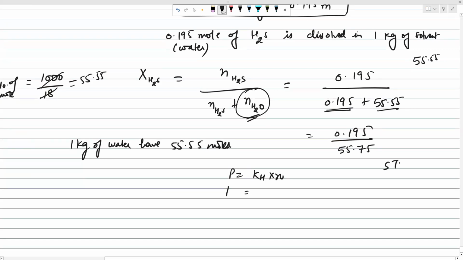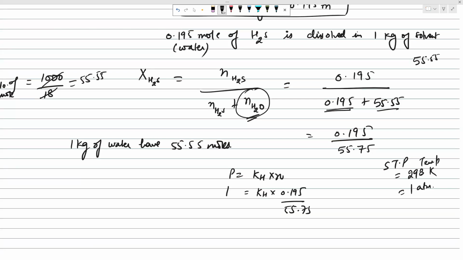So at STP, the temperature is 25 degrees Celsius, or 298 Kelvin. Okay, this is the temperature at STP and the pressure is 1 atmosphere. So you can assume this one as 1 atmosphere and you need to find out the value of KH, and you need the value of this one, 0.195 into 55.75.